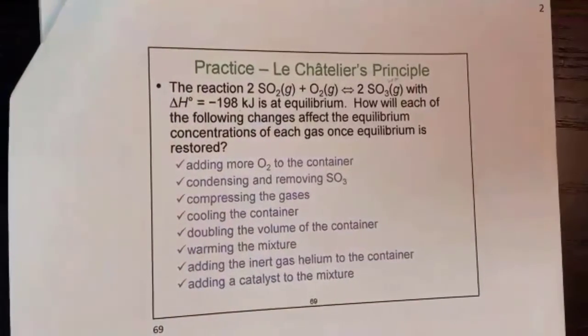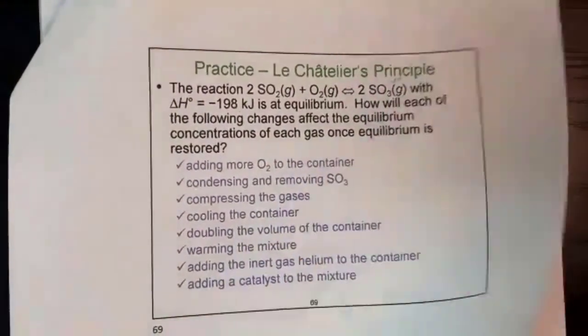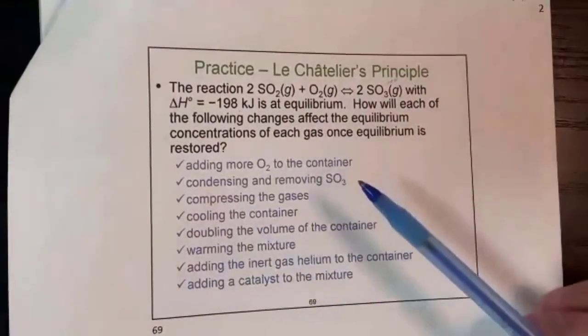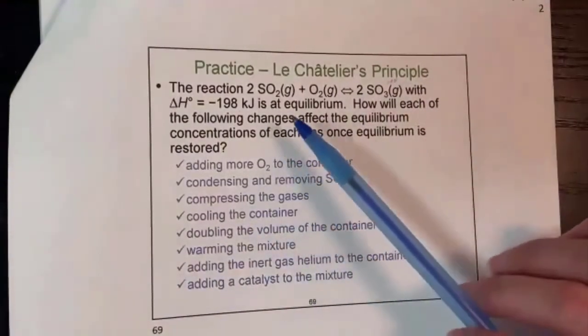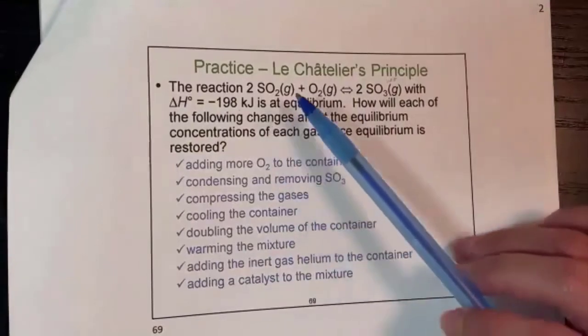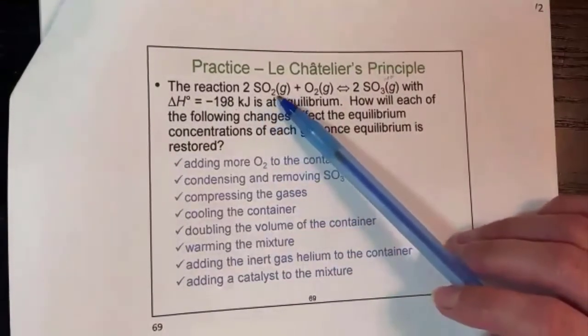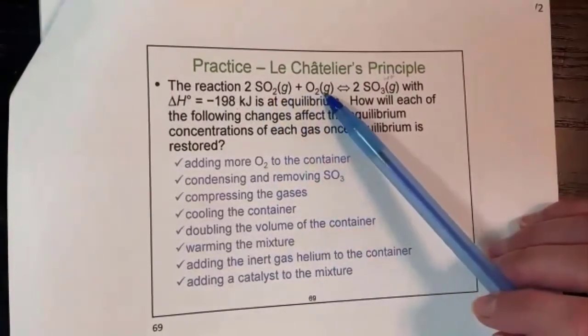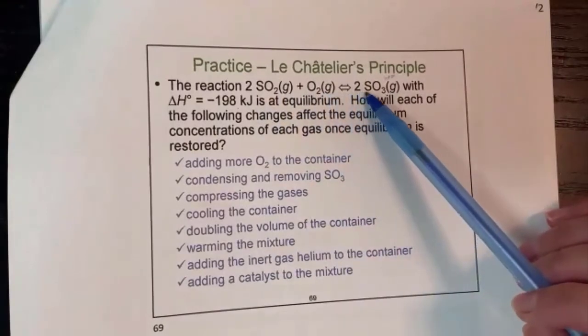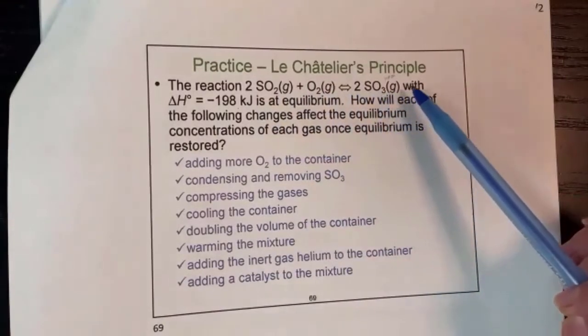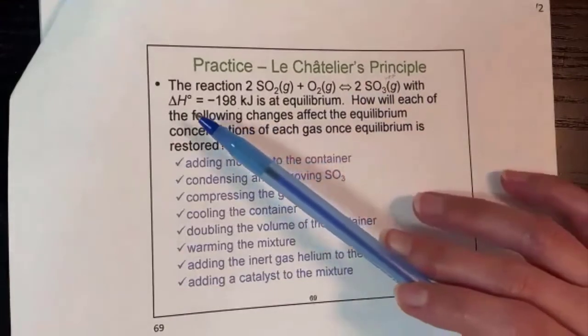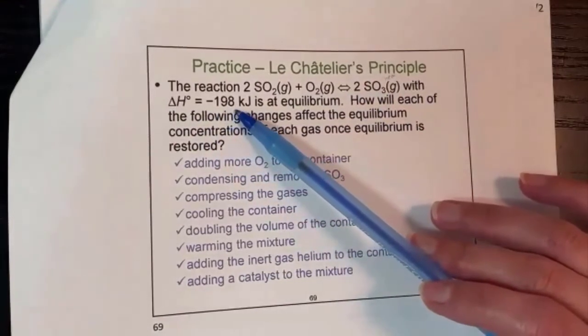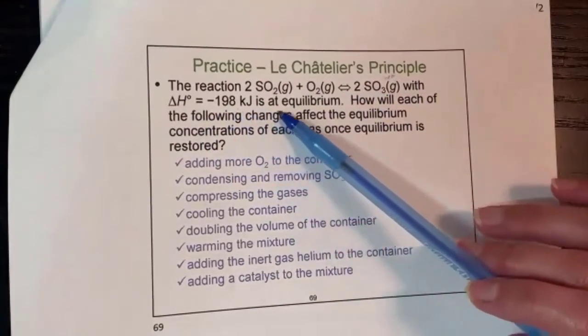This is basically the end of our chapter, chapter 16 here. So let's take a look, okay? It says 2SO2 gas plus O2 gas goes to 2SO3. And it says with delta H as negative 198 kilojoules at equilibrium.